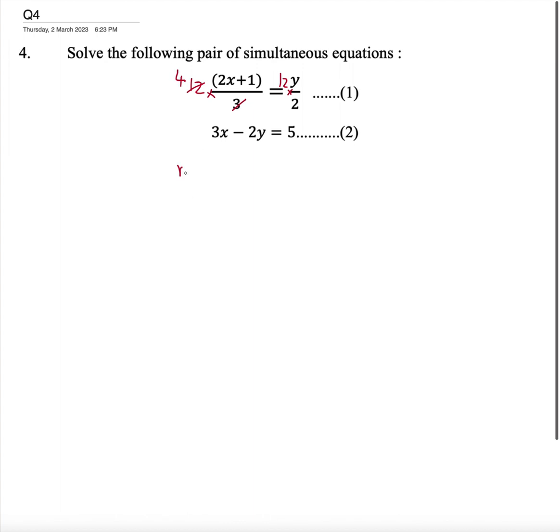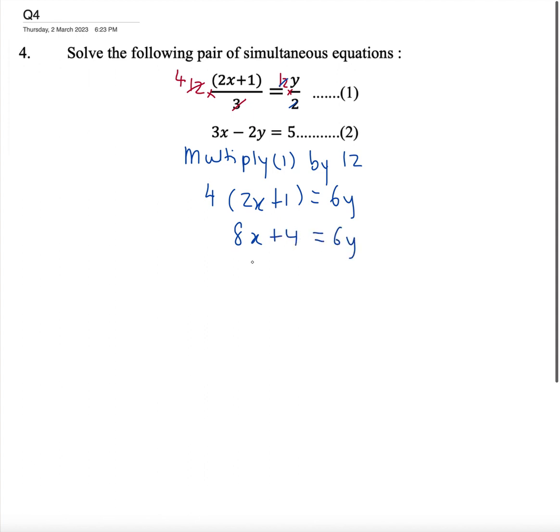So we have multiplied by 12 and cancelled the denominator, giving us 4 bracket 2x plus 1. And on this side, we cancel, we have 6y. Let us now rearrange it so that we have the same format as the second equation.